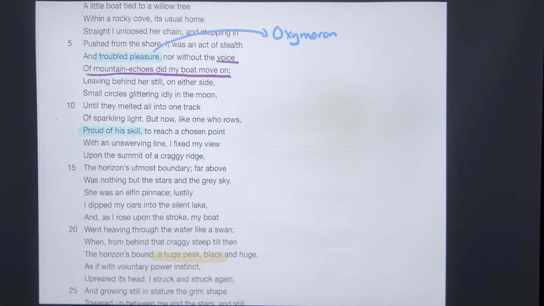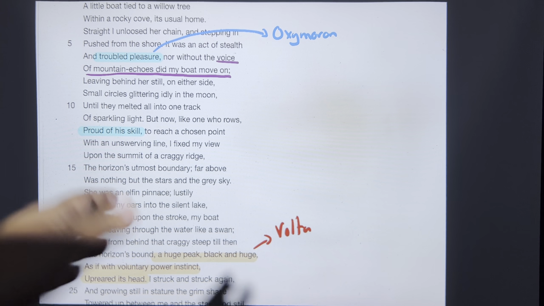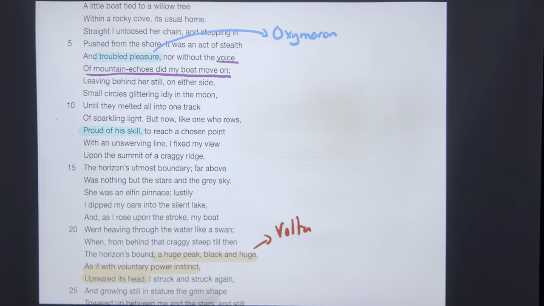What happened? "A huge peak, black, upreared its head." Volta. Guys, this here is the volta. And the volta here is the shift. Why is it the shift? All that he does over here, guys, yes, he sexualizes the boat into an elephant, and he talks about how he dips his oars in the lake. Yes, he does all that. We're not going to go over it now because we'd be here for 2 hours.